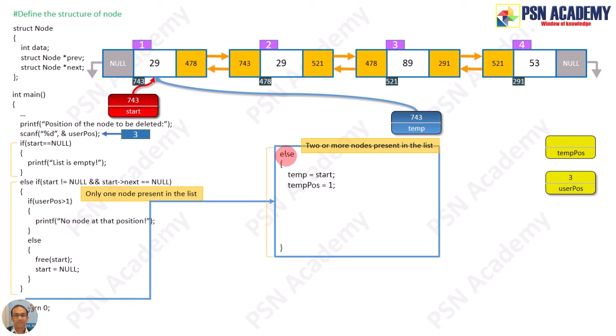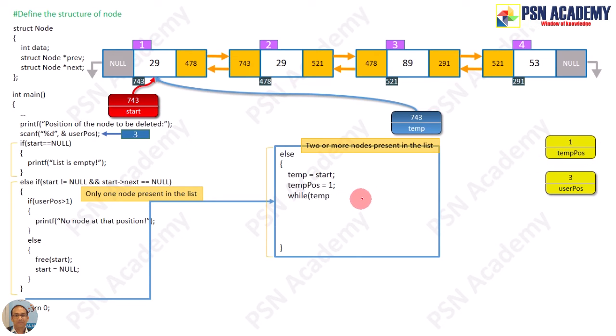Next, we write temp pos equal to 1. Why? Because we have to keep track of the position of temp. That is, whether temp is in the first position or the second position or the third position, like that. So the variable temp pos will keep track of the position of temp in the list. We start with temp pos equal to 1 because temp is pointing to the first node now. So here is your variable and it will be loaded with 1.